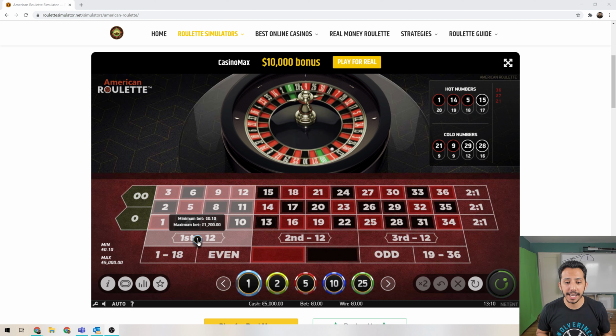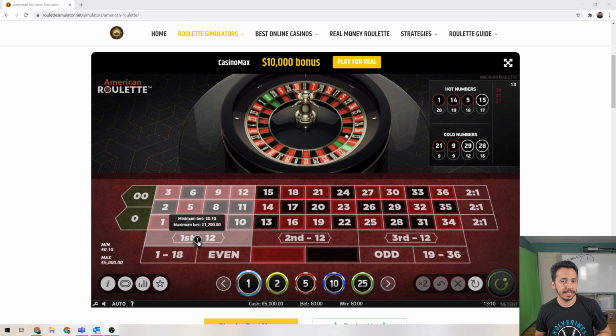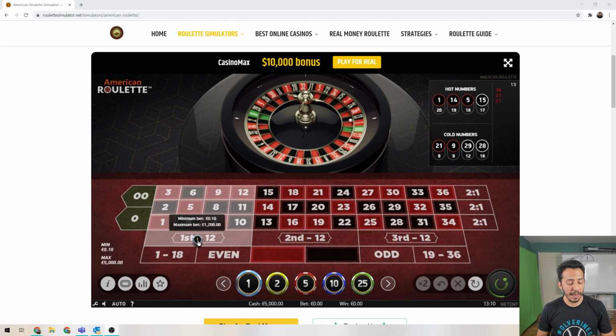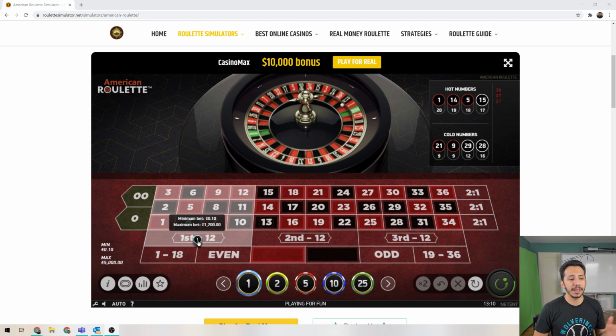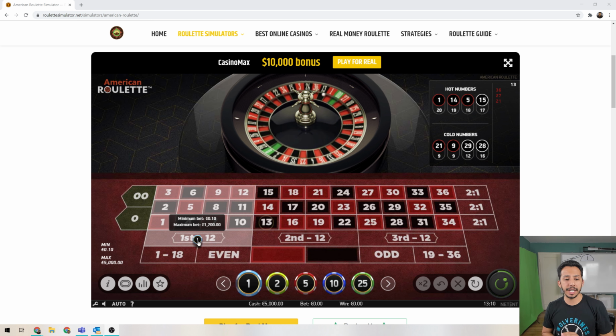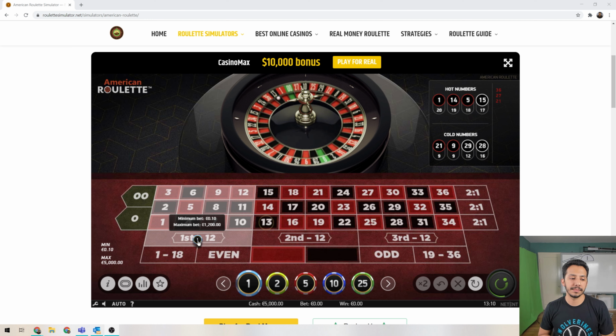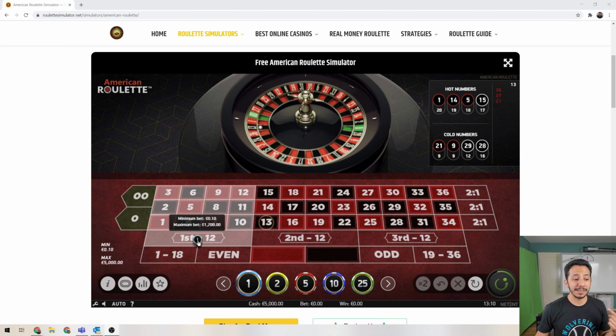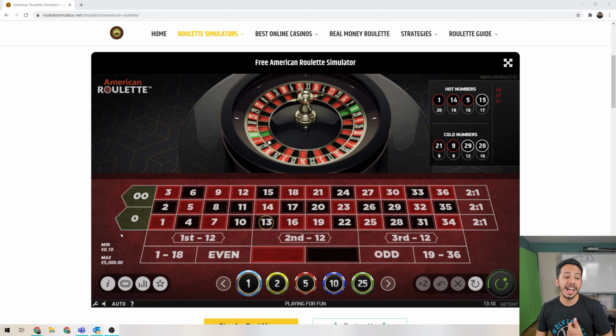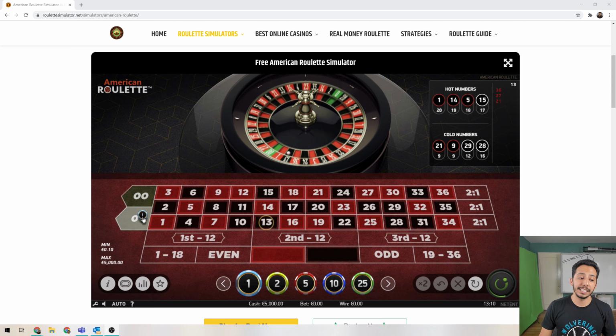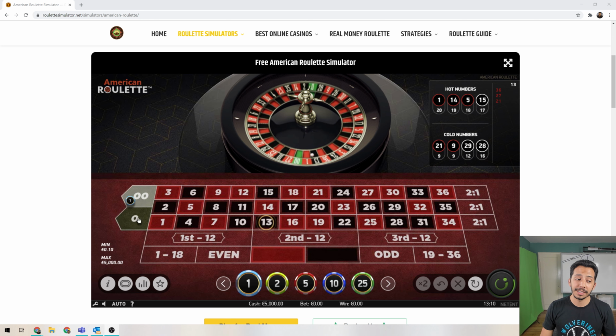what are people forgetting about when they walk up to this table and put their money on first 12 thinking they have a 1 in 3 chance of winning? What are they forgetting? Because they're forgetting something. Yes, thank you so much for typing that out. They are forgetting the zeros on the side here.